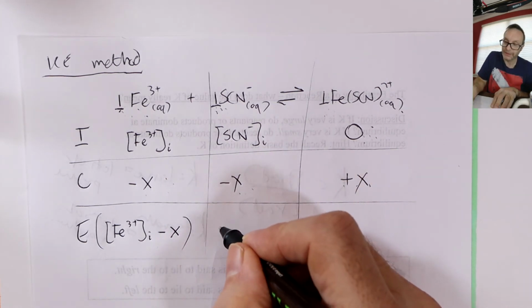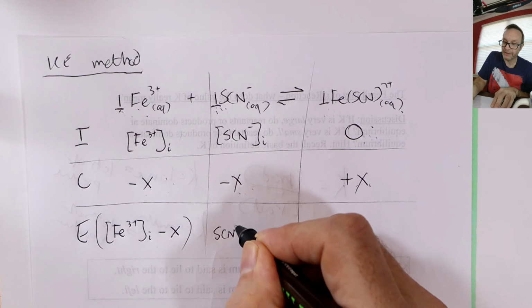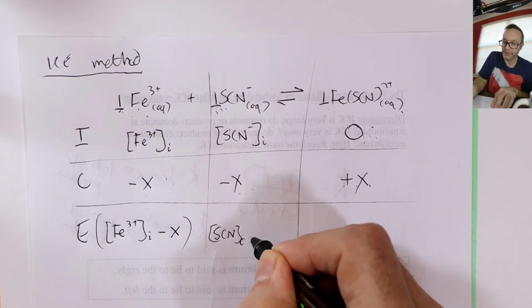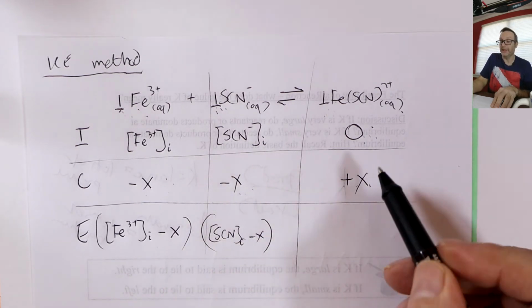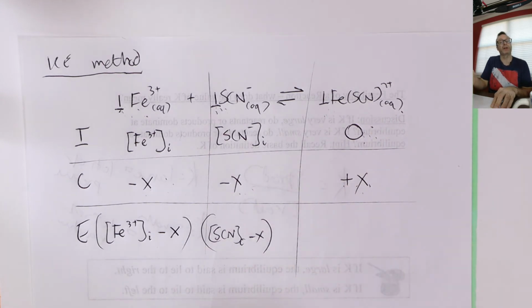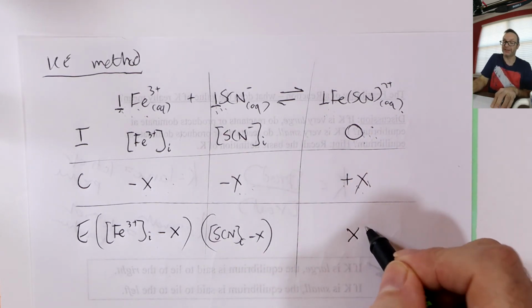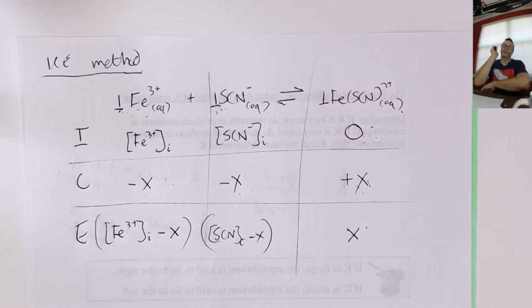Similar here, SCN- initial minus X. Here we made product, right? Started with 0, made stuff, so that's just X. Fantastic. Now, you should get excited about this, right?